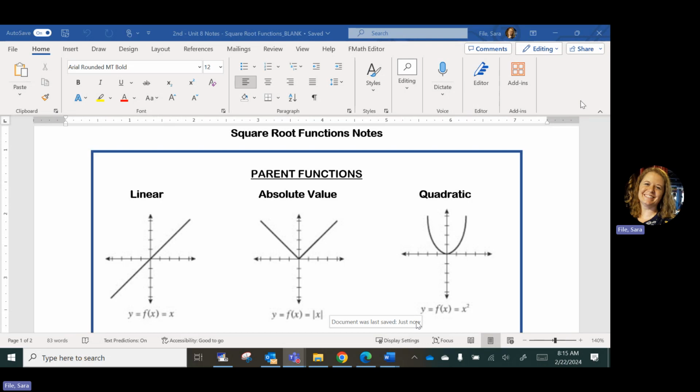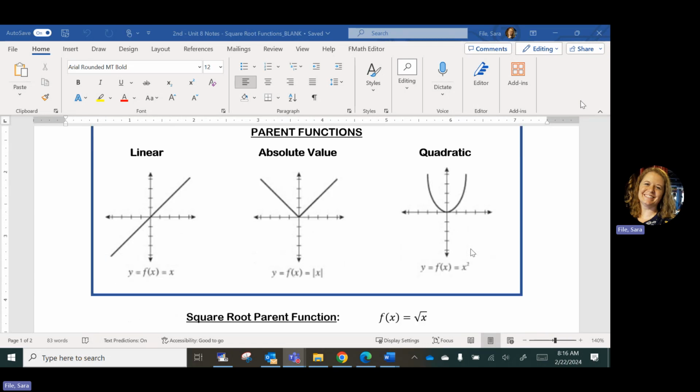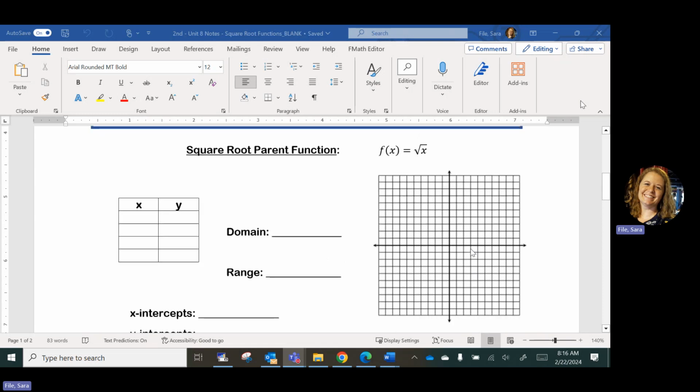And then quadratic, okay, our y equals x squared function that graphs the parabola, we focused on that one the last 2 units. So Unit 6 and Unit 7 were all about the quadratic function. Okay, so what we're going to be looking at today is the square root function. We're moving on to our next function.